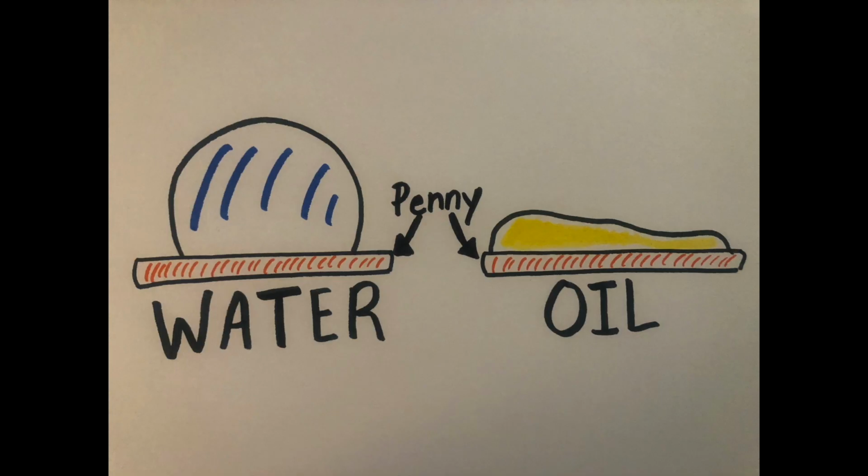You probably noticed that the water drops look like a dome or a large bubble on top of the penny, and the oil wasn't quite as bubbly. The oil looks flat. That's because water and oil are both made up of molecules, but it just so happens that water molecules are more cohesive than oil molecules. Cohesive means sticky, like glue or magnets.